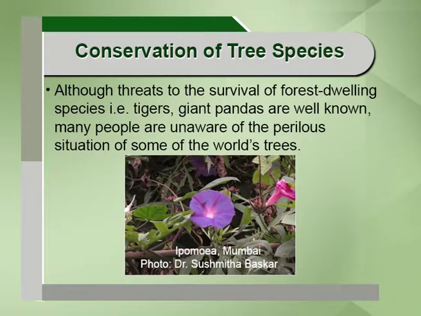Now, coming to the conservation of tree species. We have seen how the forest provides us with a wealth of things. How do we conserve these forests and the tree species? This is a picture of Ipomoea, which was captured in a nature reserve at Mumbai. Although the threats to the survival of forest-dwelling species, for example the tigers or the giant pandas, are well known, many people are unaware of the harmful situation of some of the world's trees. The trees are also being threatened for timber and for other man-induced reasons.